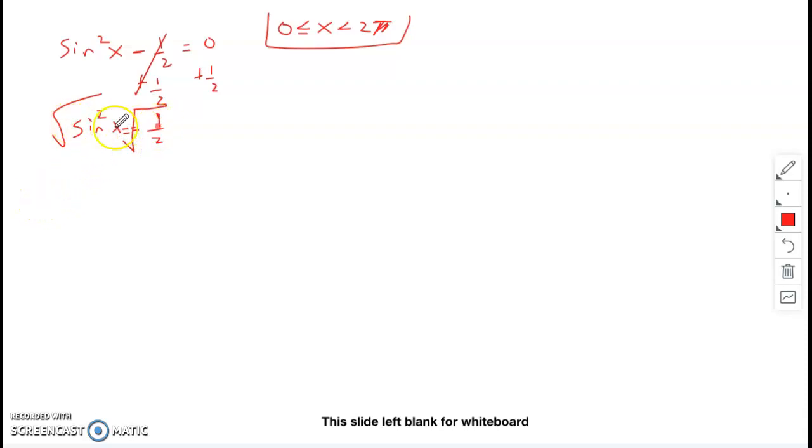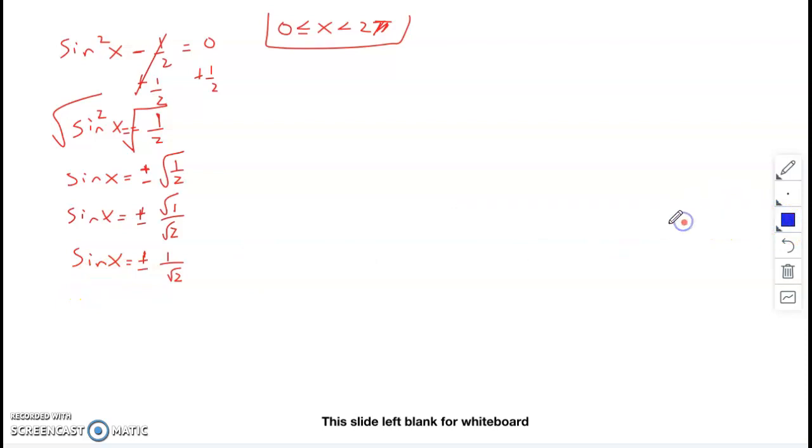As soon as I take the square root on both sides, on the right side I'll need to have a positive or negative, and that's going to give me the square root of 1/2. That square root of 1/2, I can break into two. So I have plus or minus the square root of 1 over the square root of 2. The square root of 1 turns into 1, and the square root of 2 stays as the square root of 2.